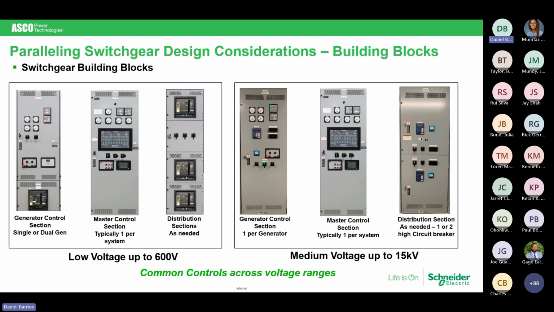On the right-hand side, well, let's go back a minute. Everything on the left-hand side is considered 600 volt: 120, 208, 240, 480. All of those are a 600 volt class. When we move to the next one, we go to medium voltage, and that can either be 5,000 or 15,000 kV.